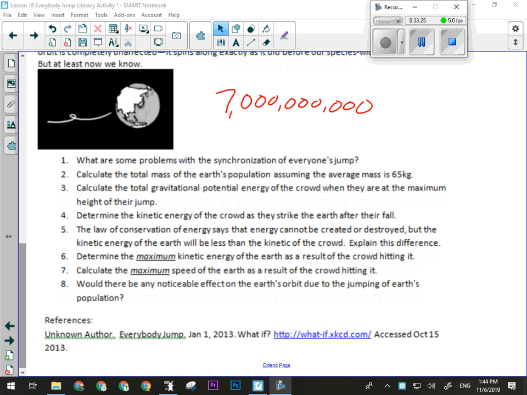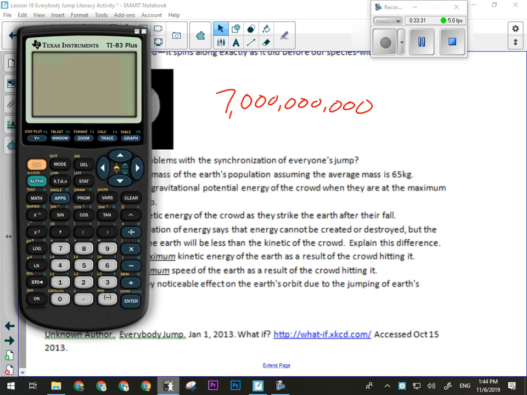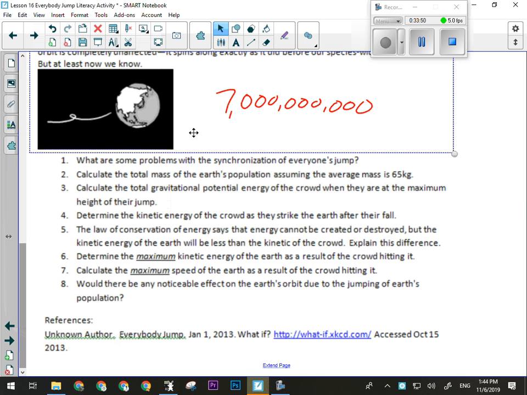Okay, let's walk through these here. So we already talked about number 1. Now we want to calculate the total mass of the Earth's population, assuming the average mass of a person on Earth is 65 kilograms. So we're going to take our 7 billion, multiply it by 65. All right, so there's the mass of the entire Earth's population: 4.55 times 10 to the 11 kilograms.